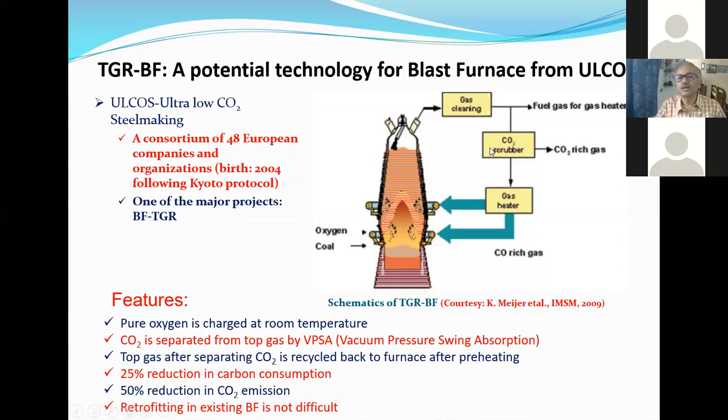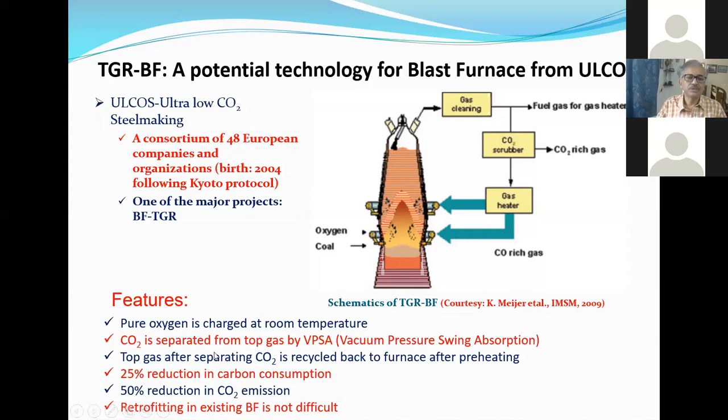So if you scrub the CO2, more than 90% of the gas will be CO only. This CO you can recycle back into the blast furnace. As a result, you can reduce the coke rate significantly. So you can reduce the coke rate, you can increase the productivity, and as the coke rate decreases, obviously your overall CO2 emission will also decrease. Okay, so that is the thing.